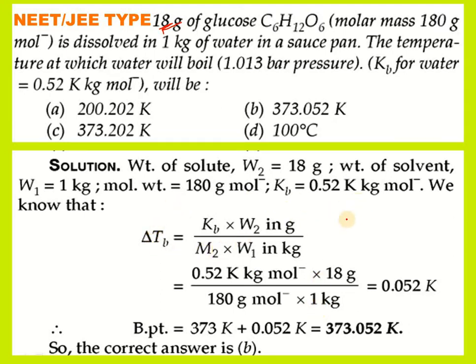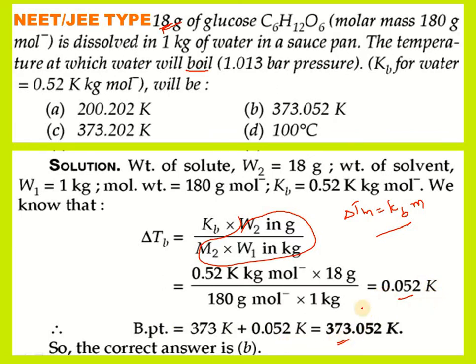So molality only, this is simply molality, delta Tb is equal to Kb into molality. So this molality expansion is this one only. Substituting the values given in the problem, we got delta Tb as 0.052. And they are asking for the boiling point, the temperature at which water will boil. The boiling point is equal to this delta Tb value plus 373.